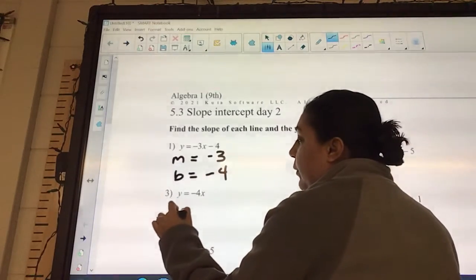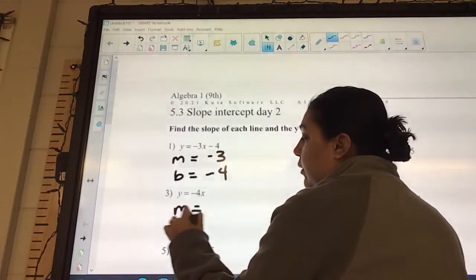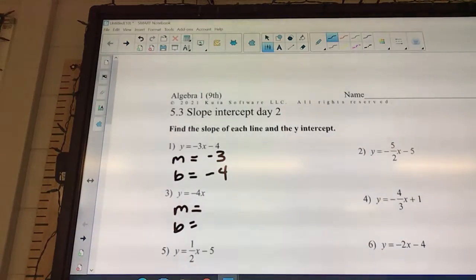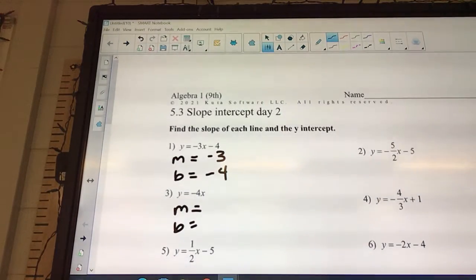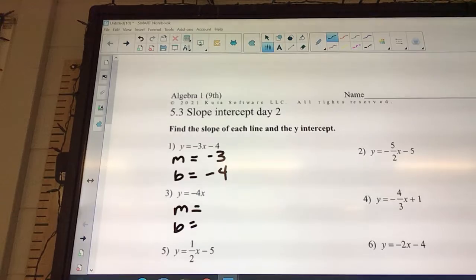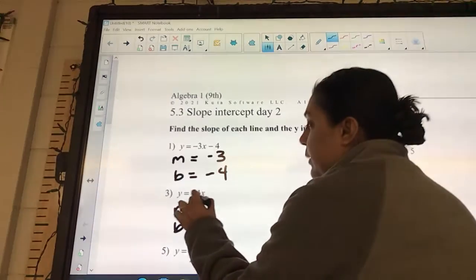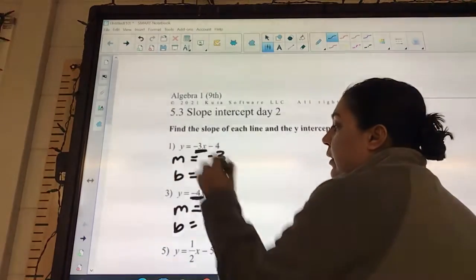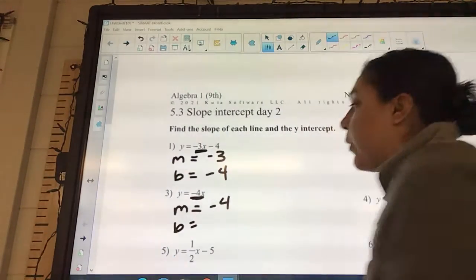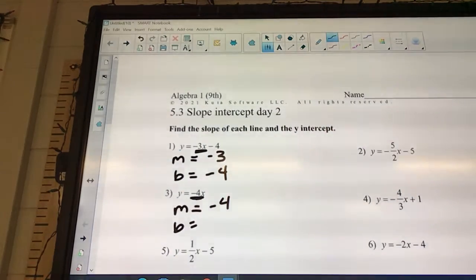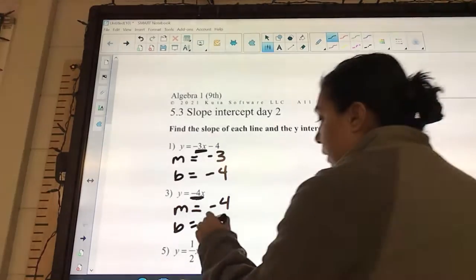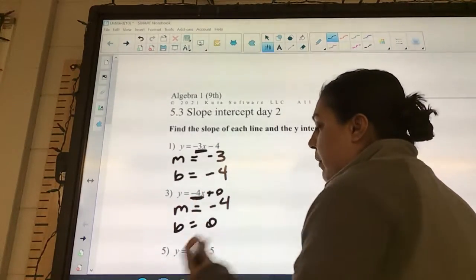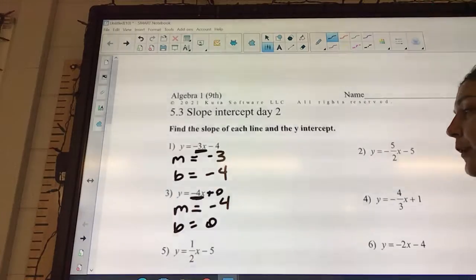Okay, looking at 3, we got M equals, B equals, okay? What is my M? What is my B? Okay, well, the M always goes with the X piece. So you know that this is the M because it has the X right next to it, just like this one. Okay, so our M is going to be -4. Well, if there's no B there, it's 0. Okay, because you can really put +0, -0 there. It's really 0.